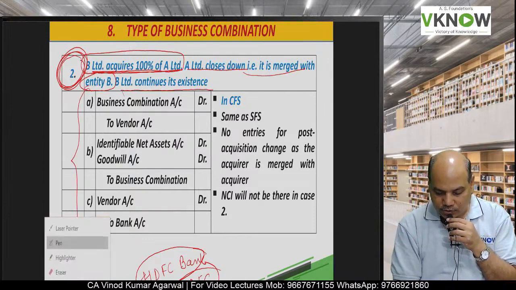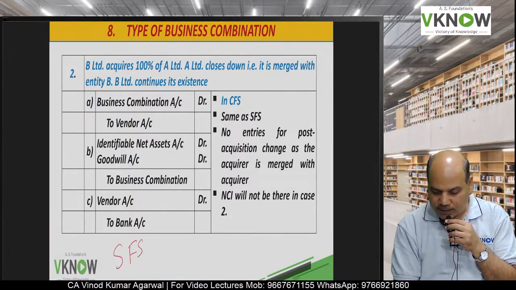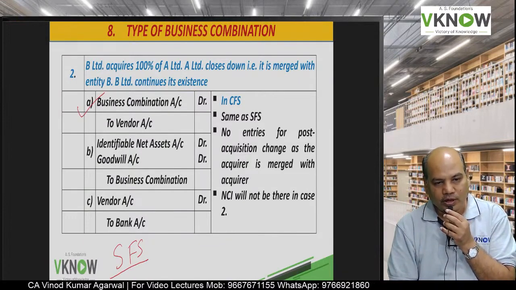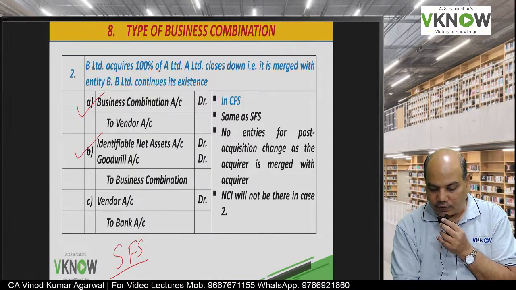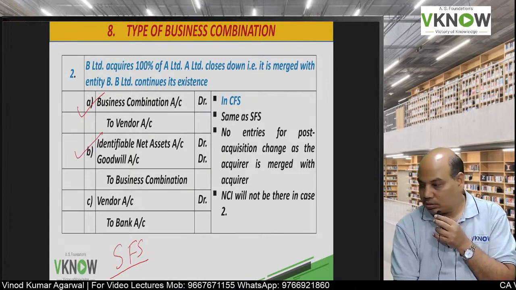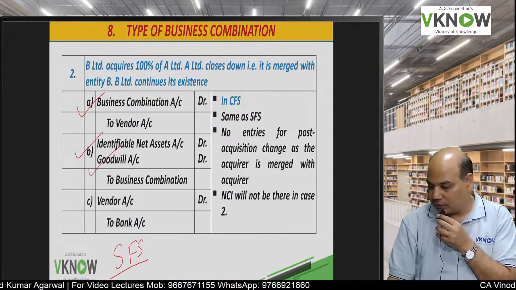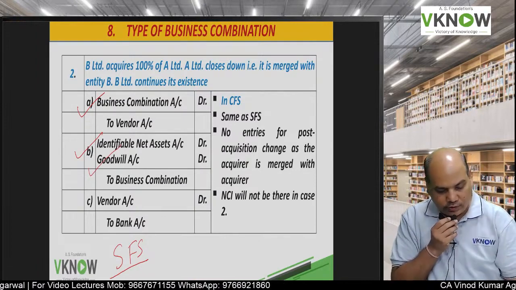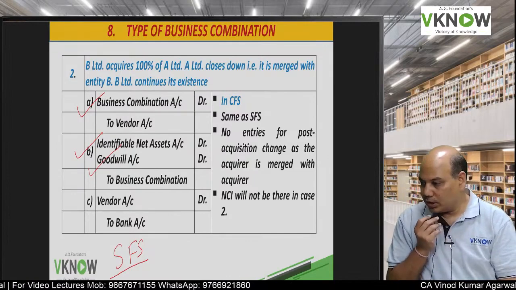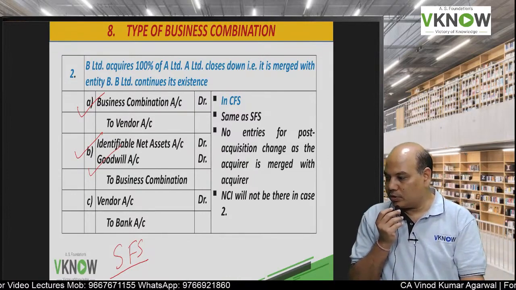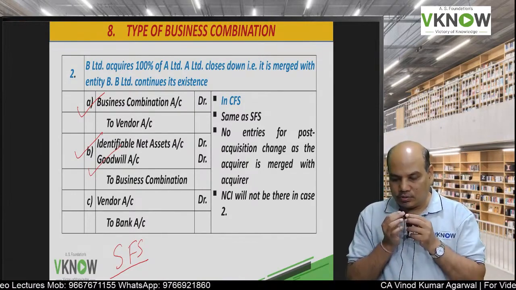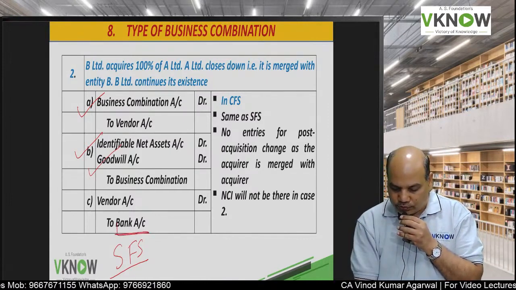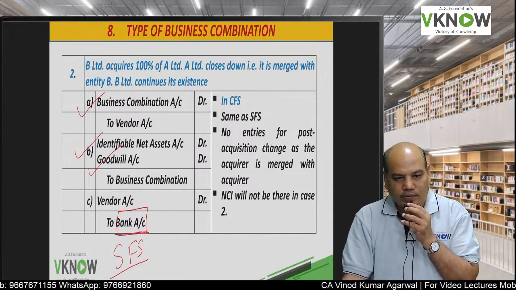So first I'll come to SFS, separate financial statement. Business combination account debit to vendor account, identifiable net asset account debit, goodwill account debit balancing figure to business combination account, and then vendor account debit to bank account, depending on what kind of the mode of payment you write. So to bank or to cash, to asset, whatever.